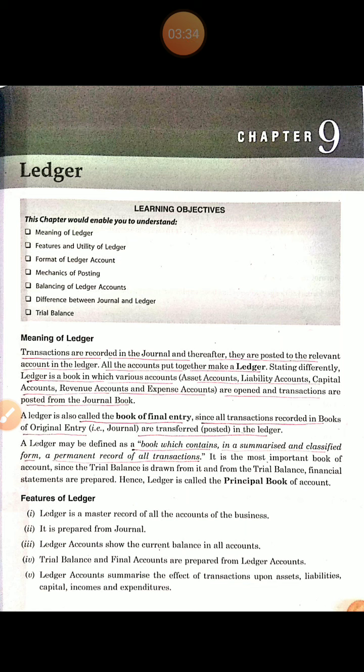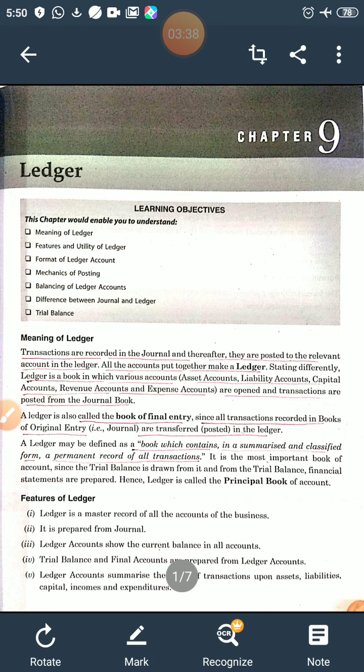So ledger is a classification process. In this classification, same type of transactions are grouped under one account. Like throughout the year, we have purchased many times, and it is recorded in many places. So we open an account in ledger, that is purchase account. All the journal entries related to purchase will be posted to the ledger.